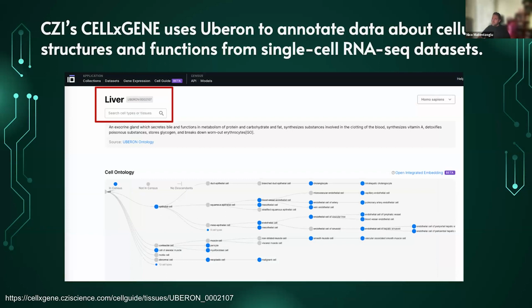CZI's CELLxGENE, I don't know whether this is how you pronounce the name, but CELLxGENE, I'm assuming, uses Uberon.